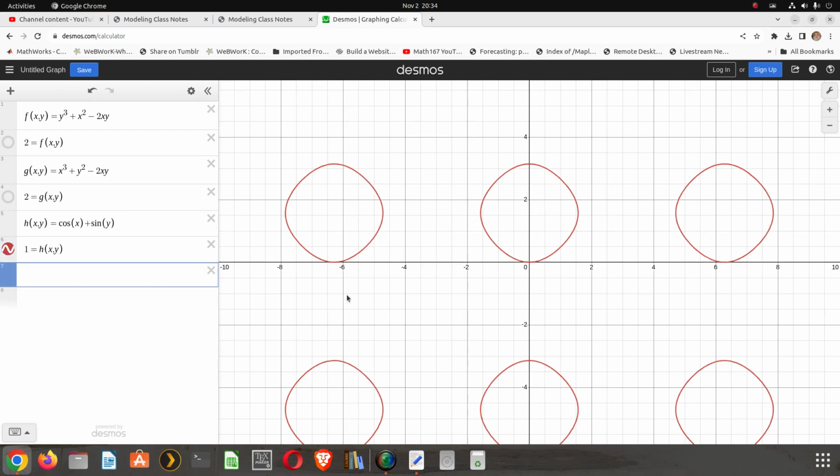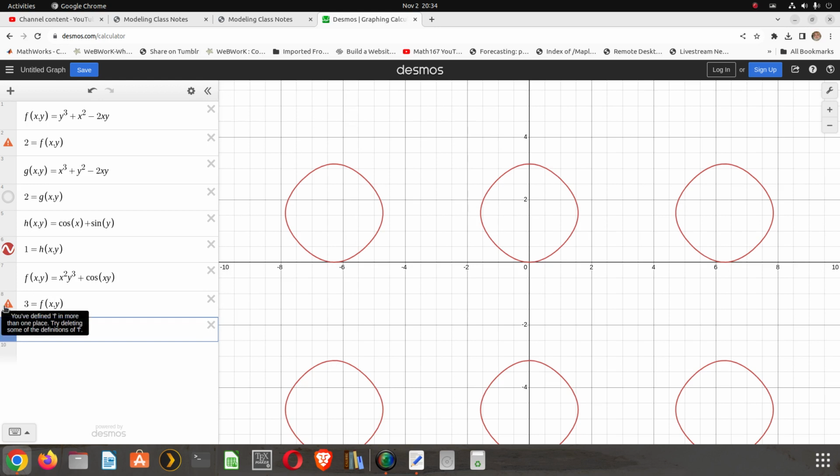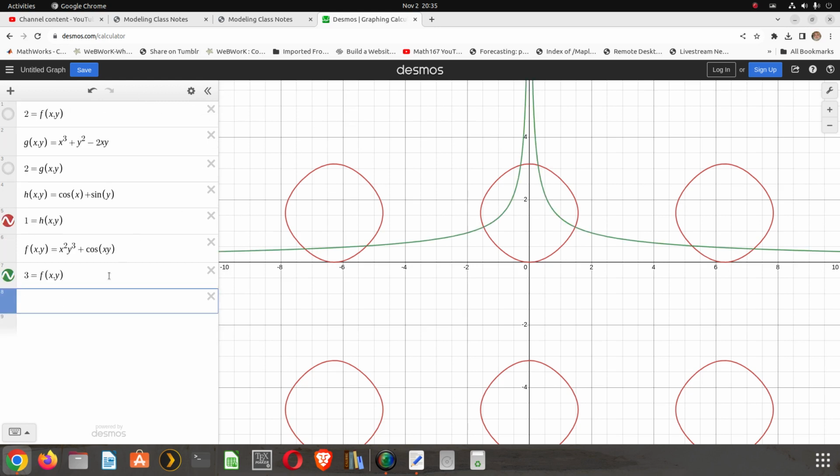You can get pretty creative with your functions here. Maybe y cubed plus maybe cosine x times y. I'm just making something up here. And then maybe 3 equals f of x, y. Oh, it didn't like that I redefined f of x, y. I'll just delete this one. Okay, there it is. And you can see something happen right here at the origin.